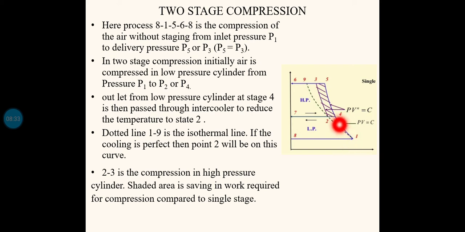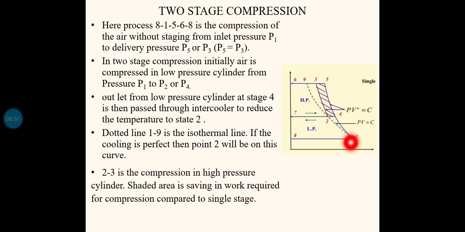So 1-4 is the compression within the first cylinder. Now 4-2 is the intercooling process. You can see during the intercooling process the air is passing through the heat exchanger. At that time the pressure remains constant, therefore 4-2 is a horizontal line. This is the PV diagram, so 4-2 is a horizontal line, a constant pressure process.